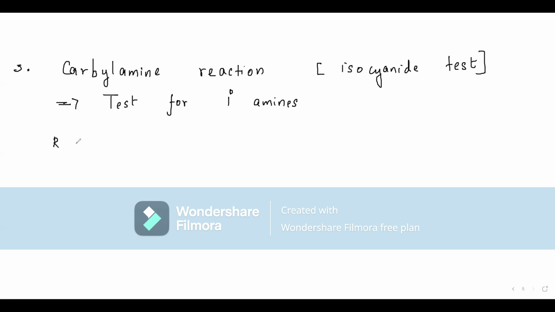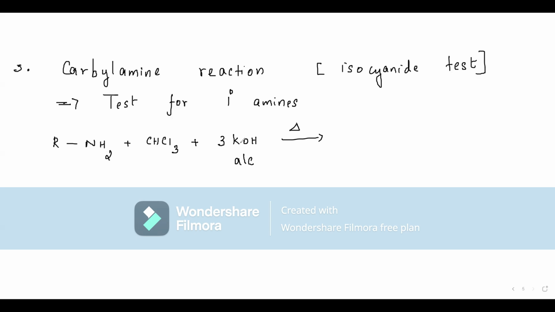Let's see what the reaction is. RNH2, a primary amine, is treated with CHCl3, chloroform, along with alkali, potassium hydroxide. In fact, alcoholic alkali is to be taken and the reaction mixture is heated. You are taking a primary amine plus chloroform along with alcoholic alkali. The product that you get here is, look at this.